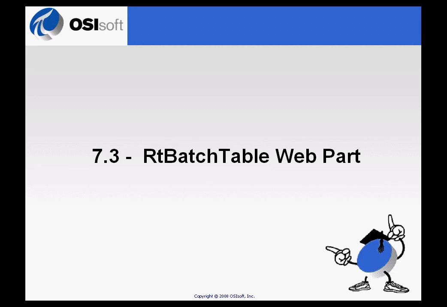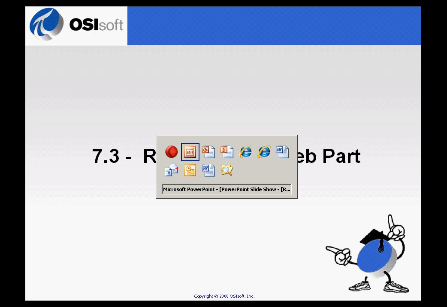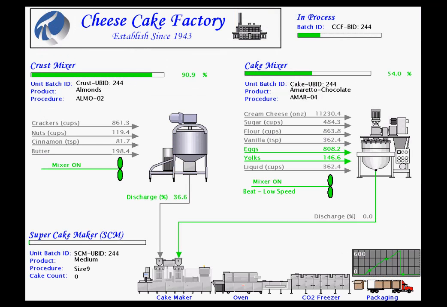The RtBatchTable web part is used for showing lists of what we call batches from our batch records that are stored on the Pi server. Now, batches are simply events that are repeated. We traditionally call them batches. Let me show you an example of what types of processes lend themselves towards batches.